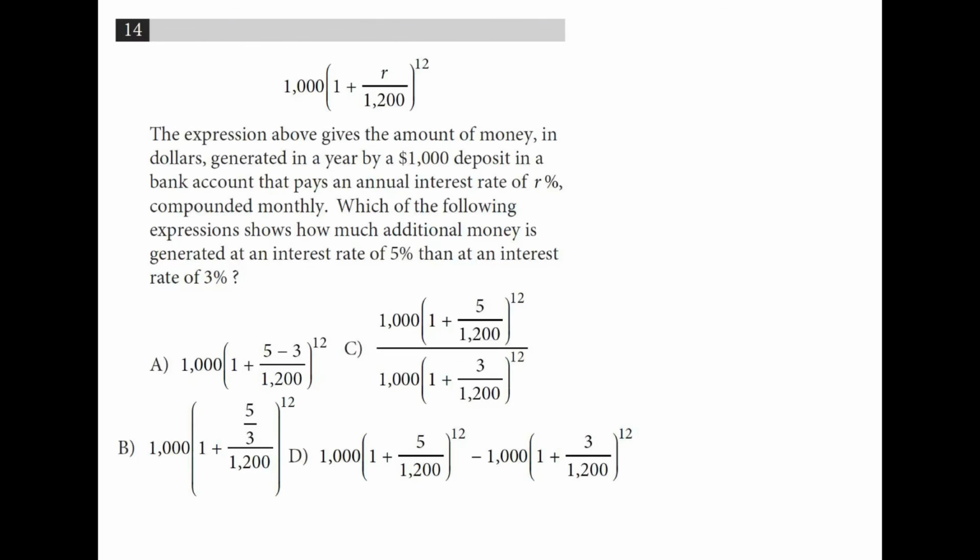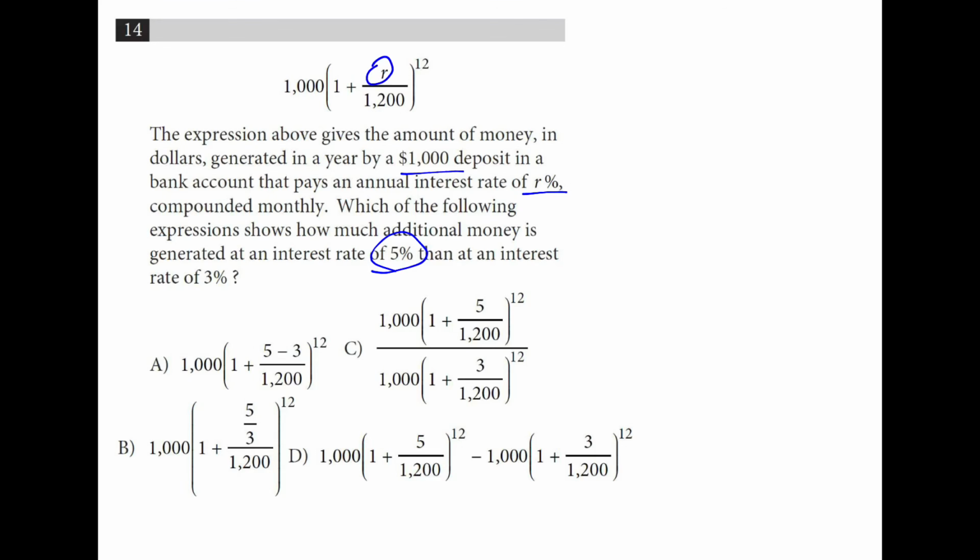This expression gives the amount of money in dollars generated in a year by a $1,000 deposit in a bank account that has R percentage compounded monthly. Which of the following expressions shows how much additional money is generated at an interest rate of 5% than at an interest rate of 3%?